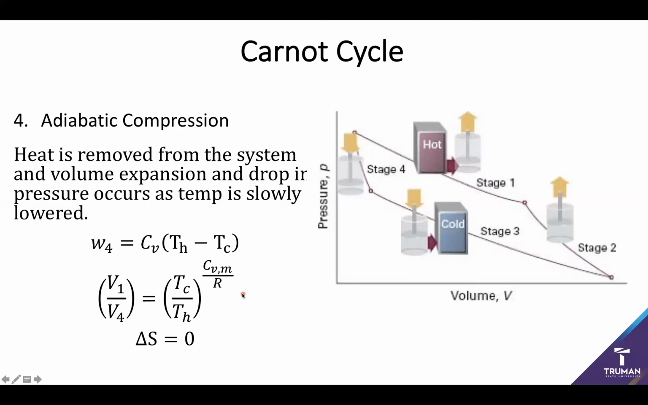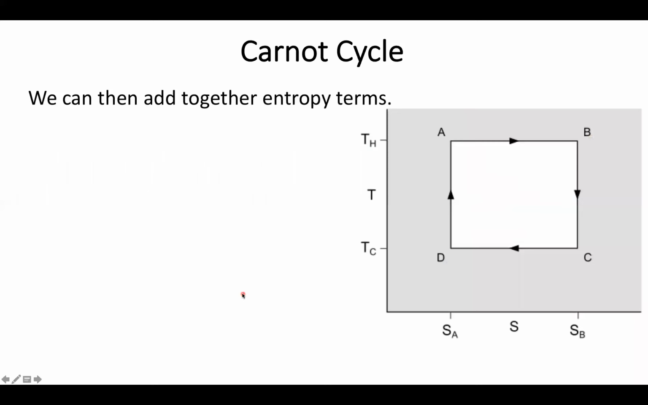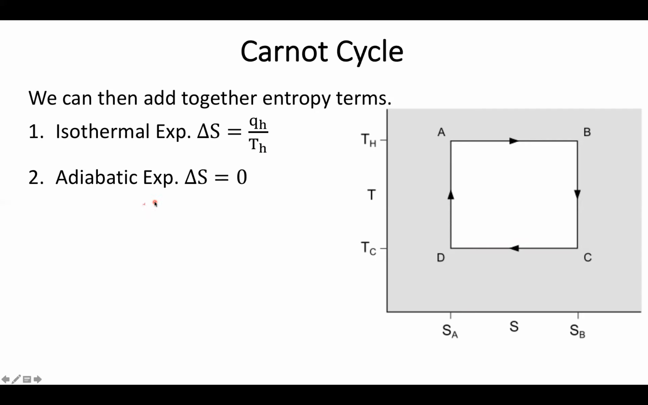So what we can then do is try and take a look at our Carnot cycle in terms of the entropy. And again, since I am in a closed system, we should expect our entropy to return to where we started. So all of our terms added together should give us a net entropy change of 0. So our isothermal expansion is going to be related to the amount of heat being put into the system and the temperature under these hot conditions.